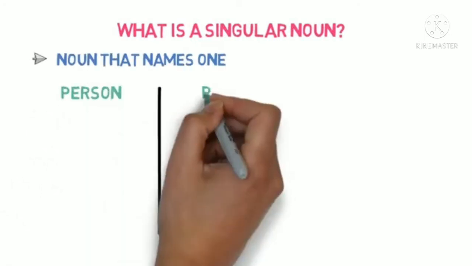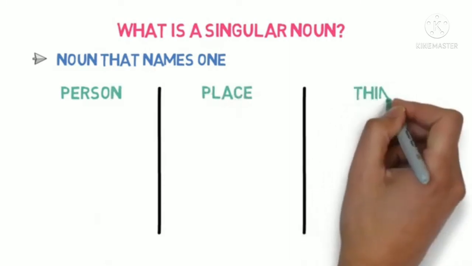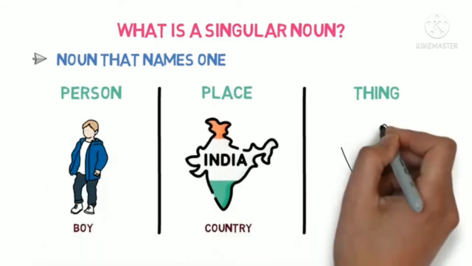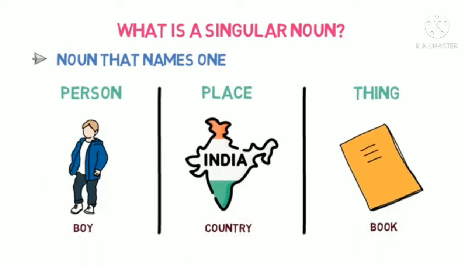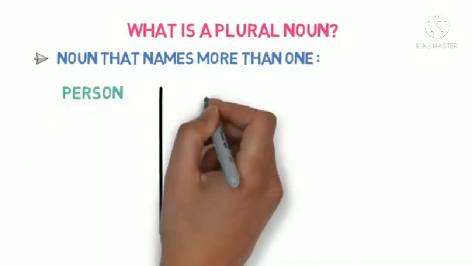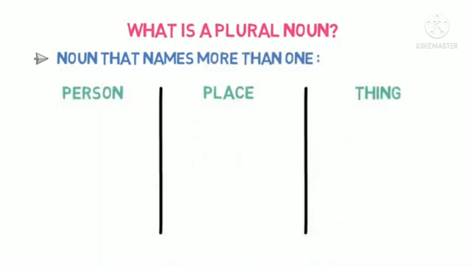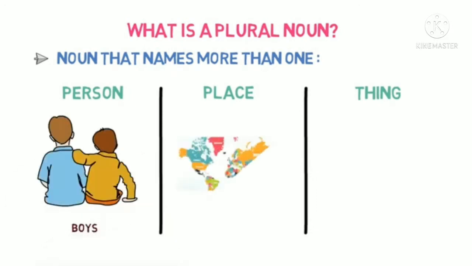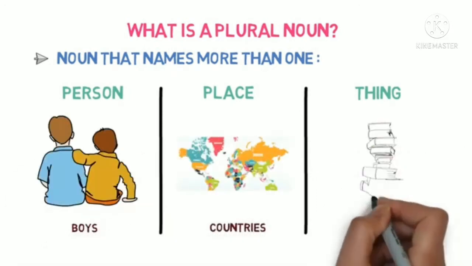What is a singular noun? A noun that names one person, place or thing is called a singular noun. For example, boy, country, book. And what is a plural noun? A noun that names more than one person, place or thing is called a plural noun. Example, boys, countries, books.